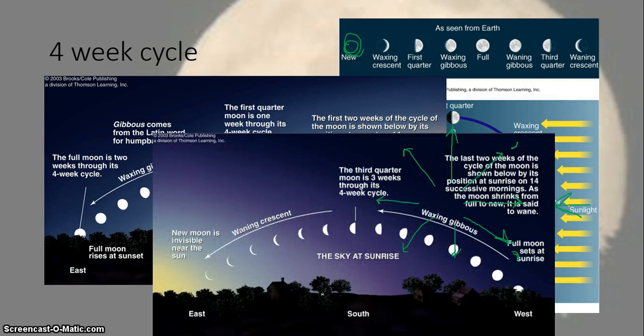Going from full moon to new moon, it's getting smaller, and since it's shrinking, they say it's waning. And remember, gibbous means humpback, so the first half, where it's kind of humpback looking, should be waning gibbous, not waxing gibbous. That's a misprint. And then the second half would be the waning crescent.